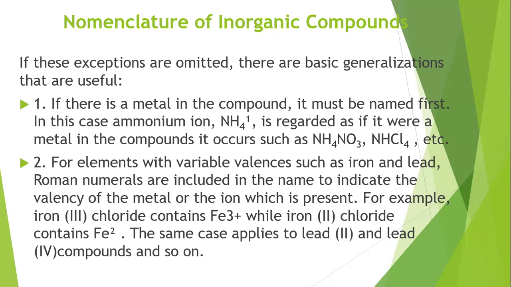The second one is that for elements with variable valence, such as iron and lead, Roman numerals are included in the name to indicate the valence of the metal ion which is present. For example, iron(III) chloride contains iron(III) ions, while iron(II) chloride contains iron(II) ions. The same applies to lead(II) and lead(IV) compounds, and so on, which have these variable valences.